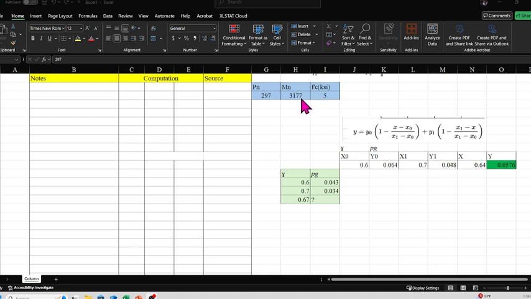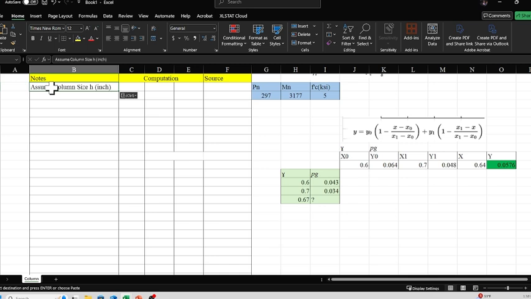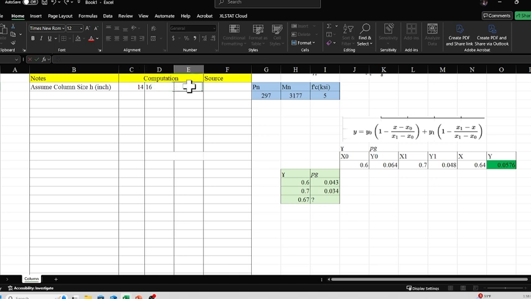Okay, so we did that. Mn came out 3177. We just did that, and our concrete is 5,000 psi, or 5 ksi. And the first step we're going to do using the Excel is assume the column size in inches. We're going to use trial and error, with 3 different sizes. Because this column is a square, we're going to go 14 by 14, and then the next one is going to be 16 by 16, and then the next column size we're going to use is 18 by 18.